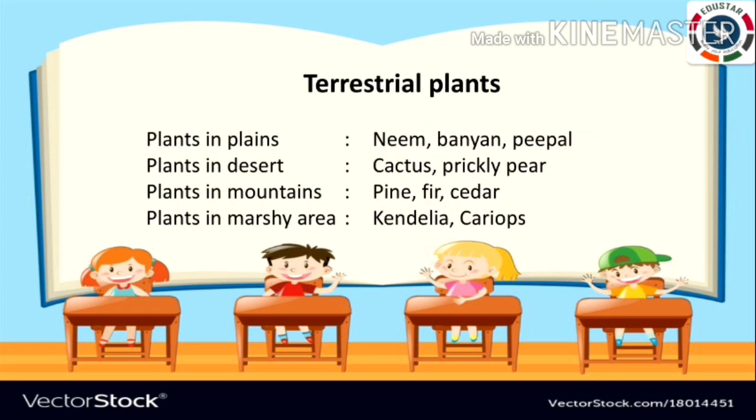Terrestrial plants. What are terrestrial plants? The plants that live on land are called terrestrial plants. These are the types: plants in plains, plants in desert, plants in mountain, plants in marshy area. So, plants in plains. These regions are normally neither too cold nor too hot.